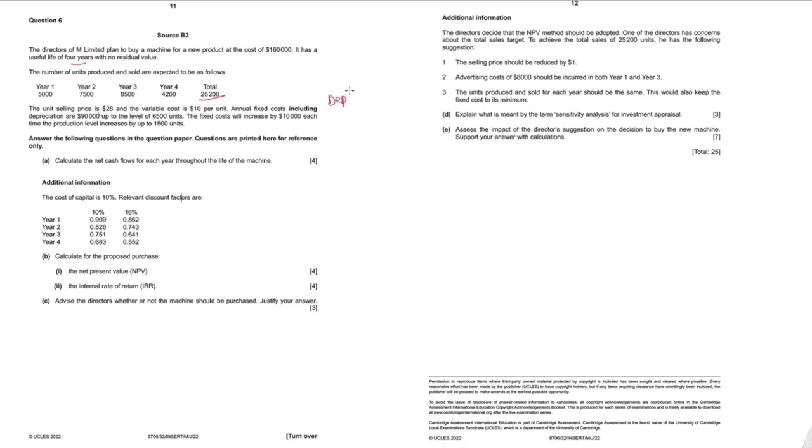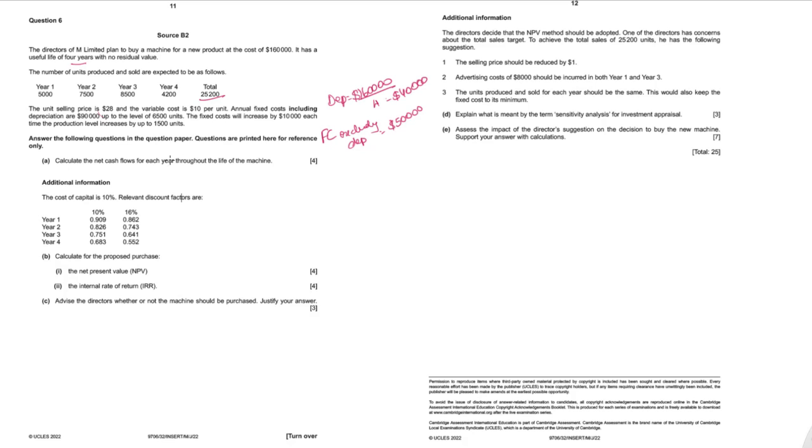So let's calculate the depreciation. Depreciation will be 160,000 cost divided by 4. 40,000 is the annual depreciation. So fixed cost excluding depreciation will be 90,000 minus 40,000, 50,000. The fixed cost will increase by $10,000 each time the production is increased by up to 1,500 units. So up to 6,500, it is 50,000 excluding depreciation. The moment you increase it by 1,500, which is you make it 8,000, it'll increase by 10,000. Then next 1,500, it'll increase by another 10,000 and so on.